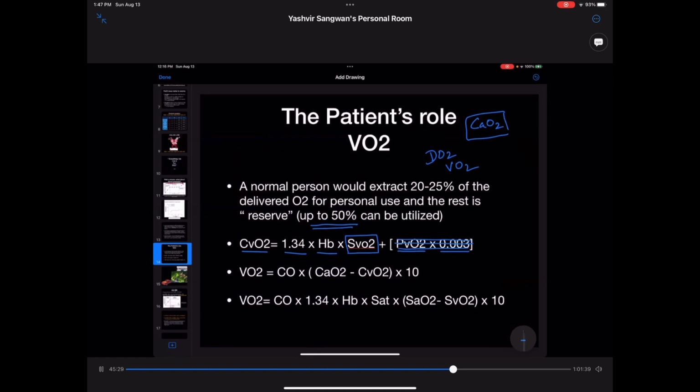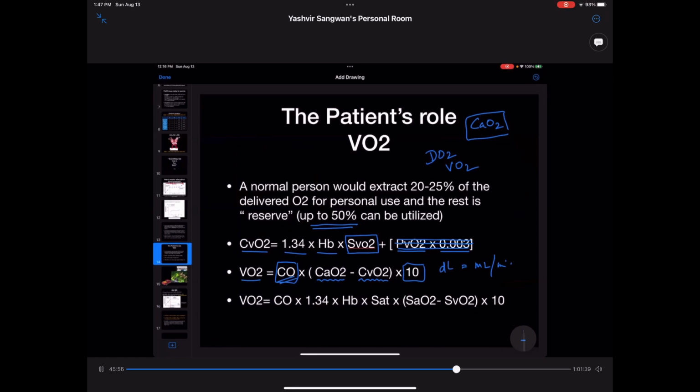And then we know that the utilization of oxygen, the VO2, will be cardiac output into the amount you have used, which is content of oxygen in the artery minus content of oxygen in the vein multiplied by 10 in order to convert deciliters to ml per minute. Match it to the liters per minute cardiac output we have here.